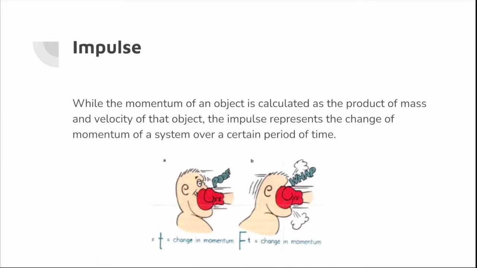Another main concept discussed throughout the lab report is impulse. Impulse and momentum play hand in hand, but while the momentum of an object is calculated as the product of mass and velocity, the impulse represents the change of momentum of a system over a certain period of time. One of the reasons why impulse is so important is because in the real world, forces are not constant, or they often are constant. The concept of impulse that is both external and internal is fundamental to understanding the conservation of momentum.